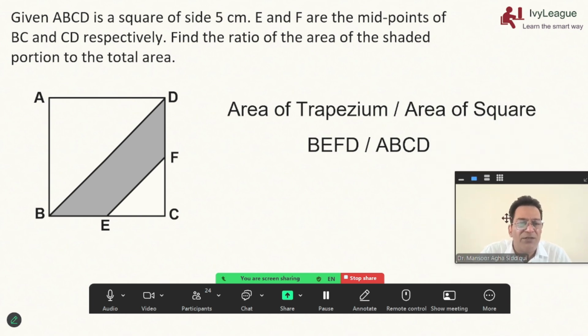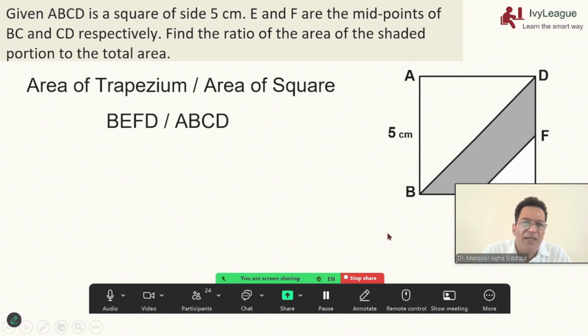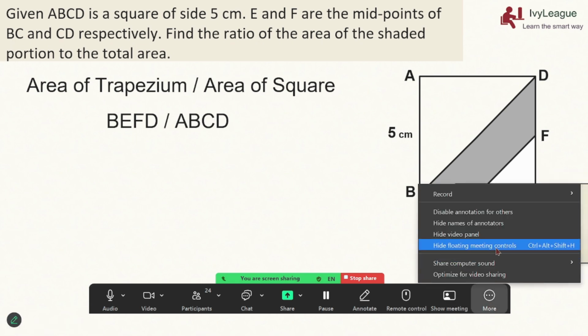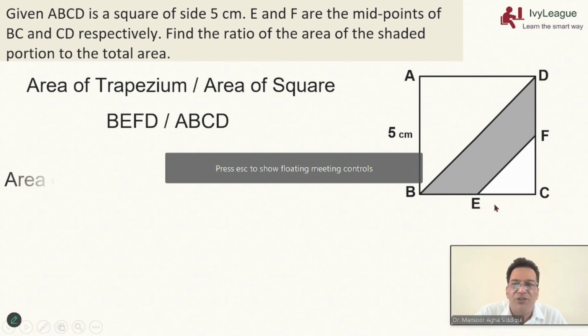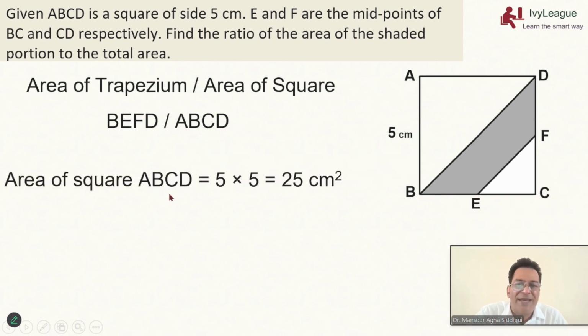In order to get the answer of this particular question, I basically require the area of the trapezium, which is BEFD, upon the area of the square, which is ABCD. So I already know that the side of the square is 5 centimeter, as a result of which the area of the square ABCD is 5 square, which is equal to 25 centimeter square. This is one information which I already have. But the problem is with the area of the trapezium.